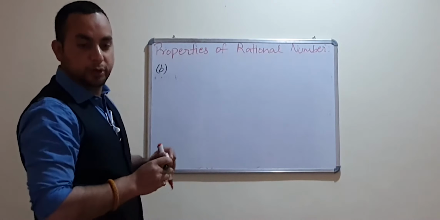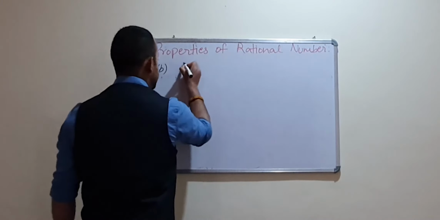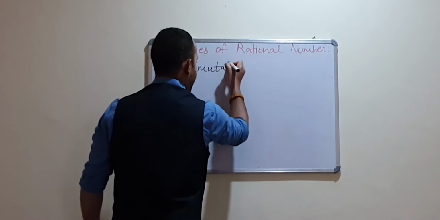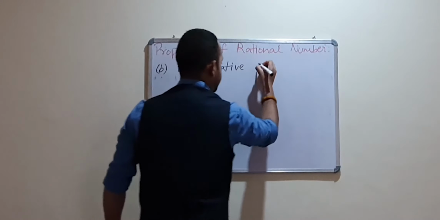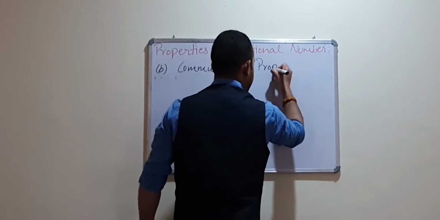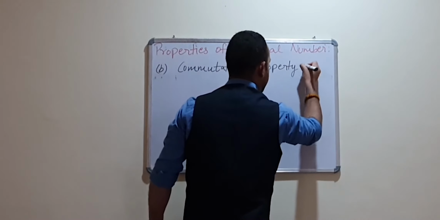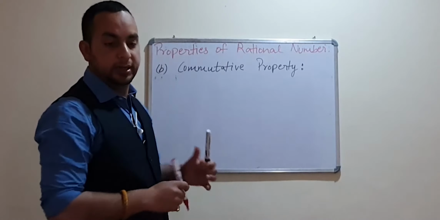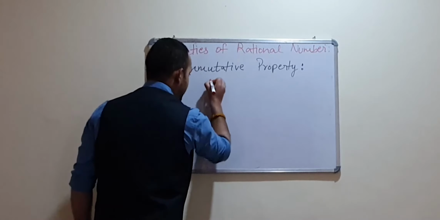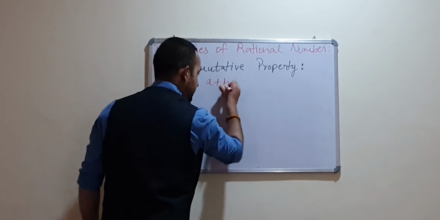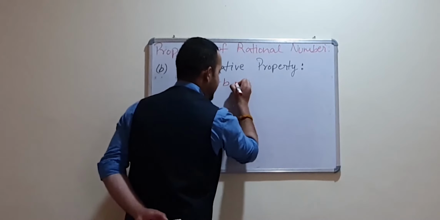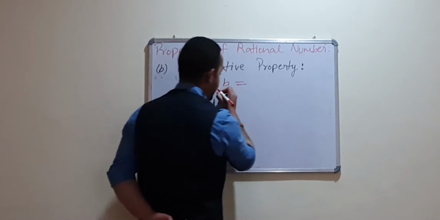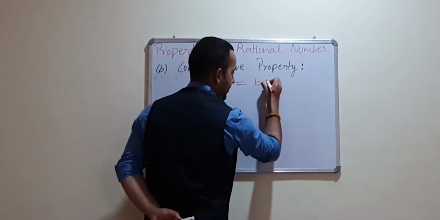Now coming to the next property, our next property is the commutative property. In class 7 we had learned the commutative property, and the general formula for that is a plus b is equal to b plus a.